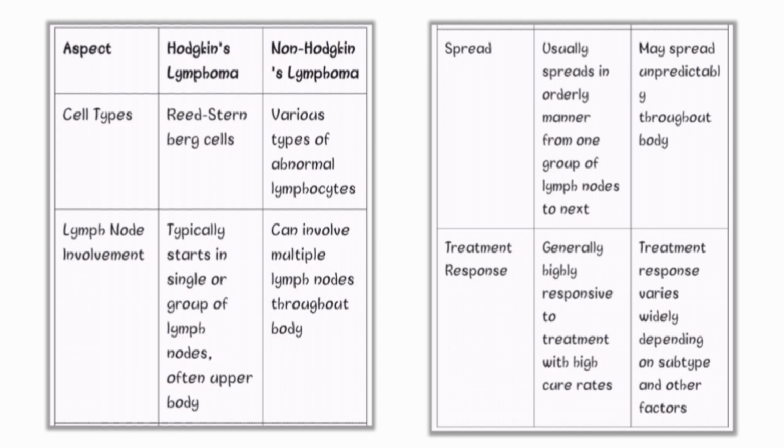Now let's talk about the lymph node involvement. So in Hodgkin's, it typically starts in a single or a group of lymph nodes, and often these are the upper body lymph nodes. Now the non-Hodgkin's lymphoma can involve multiple lymph nodes throughout the body. Now let's talk about the spread. So in the Hodgkin's, usually it spreads in an orderly manner from one group of lymph nodes to the next, while in the non-Hodgkin's, they may spread unpredictably throughout the body.